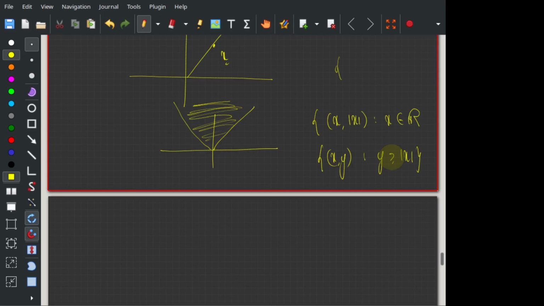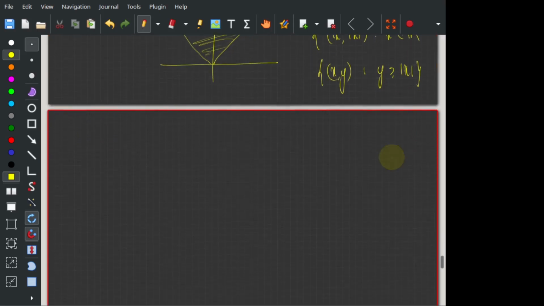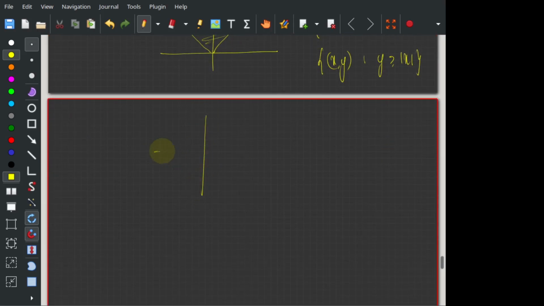You can switch the greater than with less than or equal to: y is less than or equal to mod x. Good question. So is that a cone? Basically this entire region below. Does it satisfy the properties of a cone? You take any point, is the ray passing through it contained within this set?